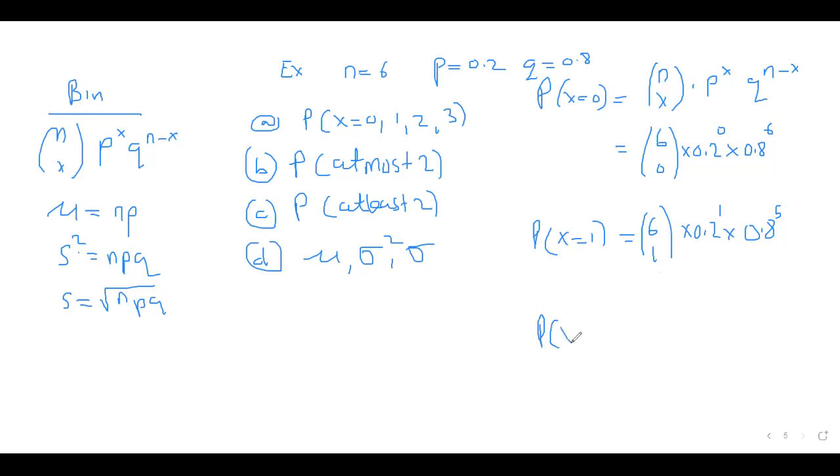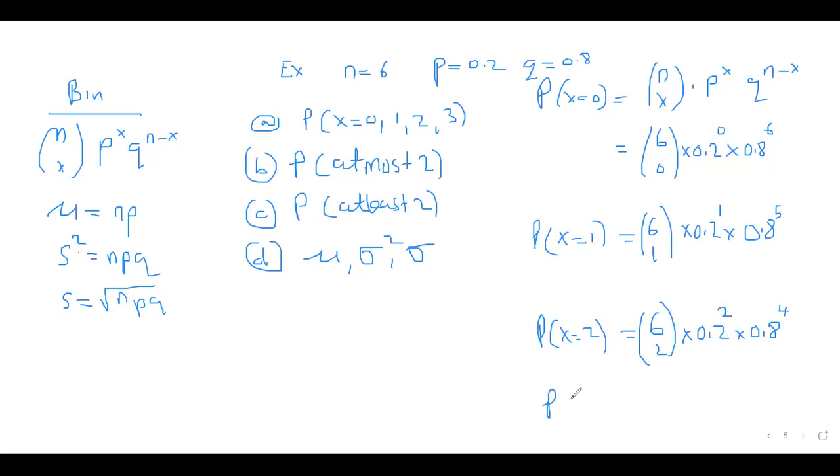Let's try to find x is equal to 2. Simple pattern. 6 combination 2. So here 0.2 and 0.8. Where does the 2 go? On top of the 2. What comes on the 8? 6 minus 2, 4.